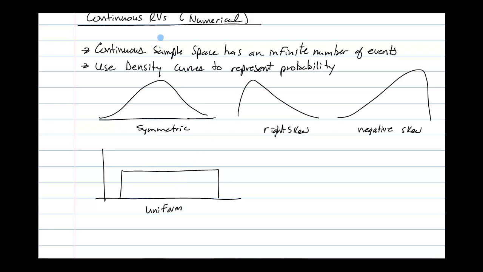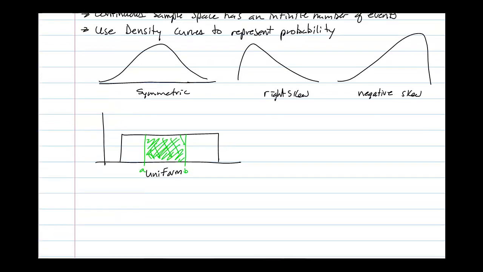So for instance, if I want to find the probability that I have events between, let's say, A and B, I just find this area. Well, for a rectangle, that's pretty easy. It's just base times height. But as these curves get more complicated, finding the area underneath the curve to associate to probability isn't so simple. So in order to find probabilities underneath a curve, probabilities are assigned for intervals.